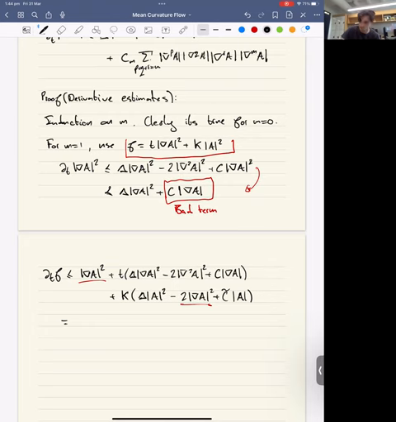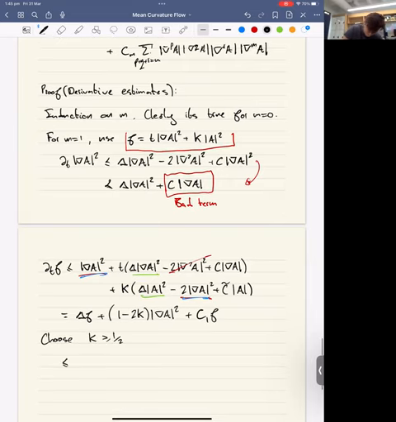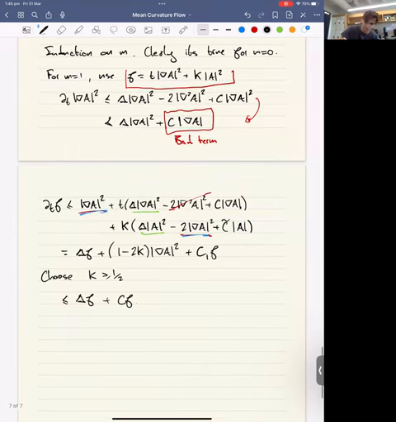Okay, so just rearranging this, I get the Laplacian of F, coming from these terms, plus, I'm just going to approximate this one away, it's a negative term so I'll just kill that one off, 1 minus 2K times norm A squared. That's coming from the terms I'd underlined before in red. And then plus some constant, maybe I'll call it C1, slightly different to those two, times F. If I choose K bigger than a half, I can then approximate this by plus C F. And that's exactly what we want for our maximum principle.